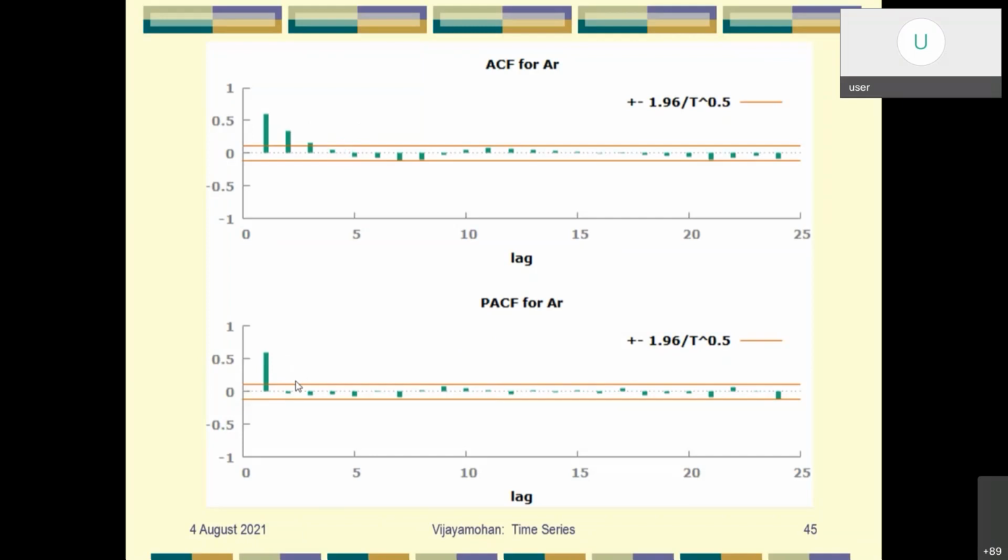That is the conclusion that we can make out of this. So for a stationary series, remember, ACF will be fast decay, and PACF we will use along with the ACF to find the order of the AR.